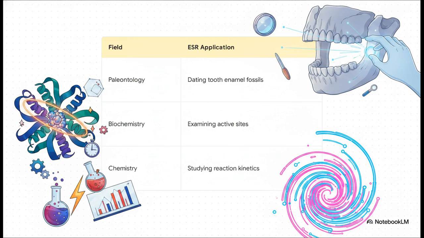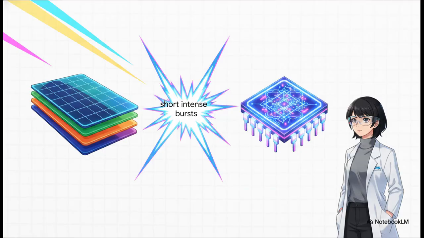But perhaps the most mind-blowing is its use in paleontology. Scientists can actually date ancient human fossils by measuring the concentration of radiation-induced radicals permanently trapped inside fossilized tooth enamel. No way, right? Furthermore, this technology is quite literally building the innovations of tomorrow.